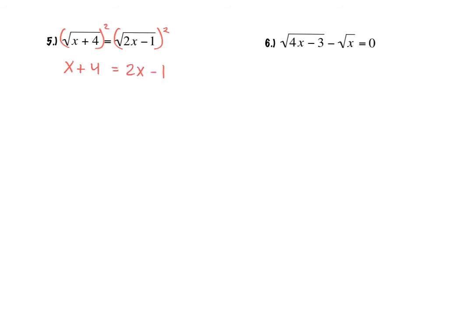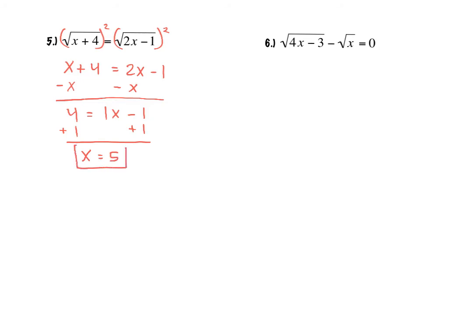And now I have variables on both sides. So we've solved problems like this many times before. We want to get the variables to one side. I'm going to do that by subtracting x. But as we've talked about, there are other ways you could do it as well. Then I'm going to add 1, and I end up with 1x, or just x, equals 5.